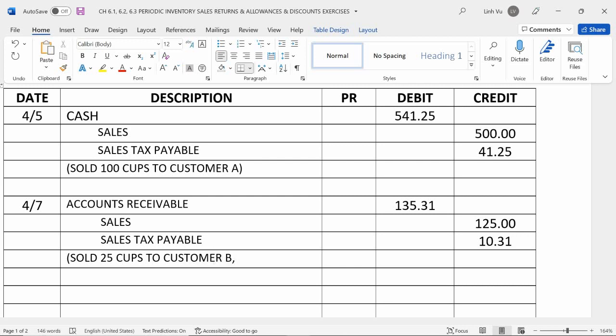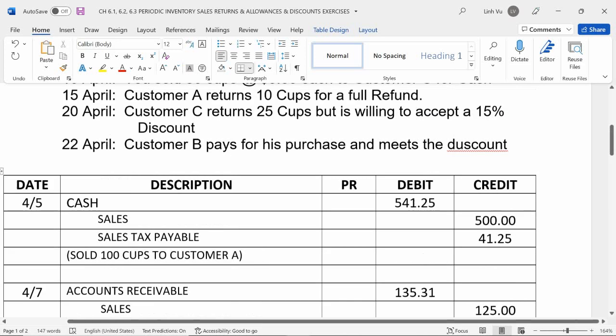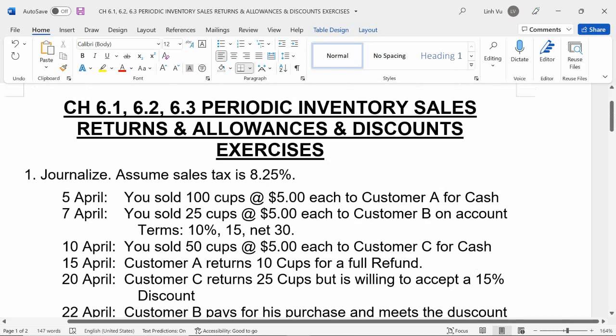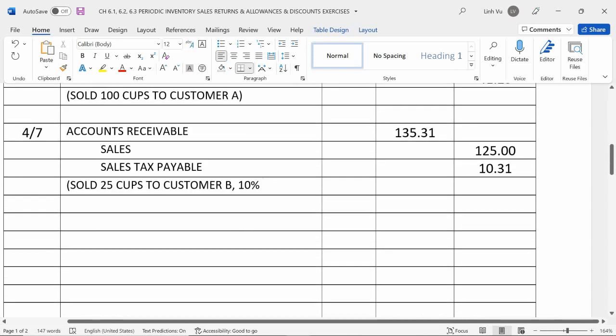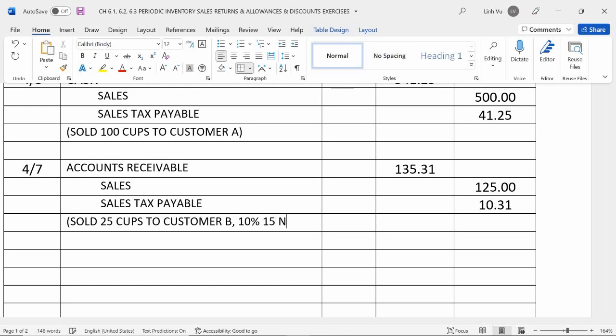And I'm going to make a note here saying that I sold 25 cups to customer B, and I'm going to put the terms here: 10% if they pay within 15 days. If not, the entire bill is due in 30.